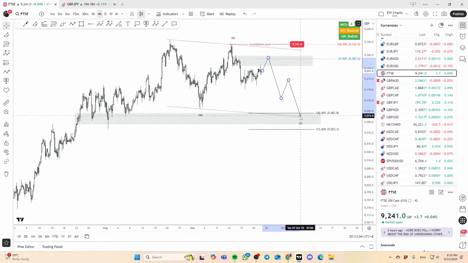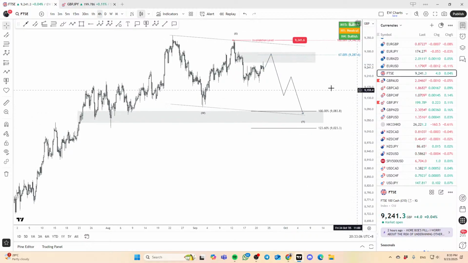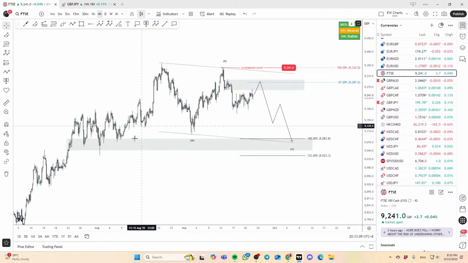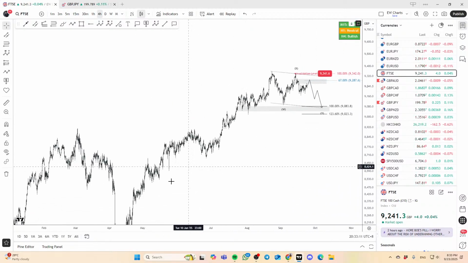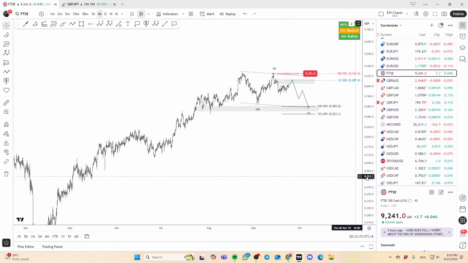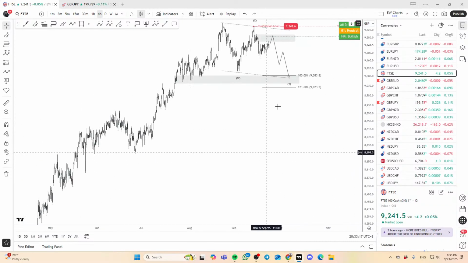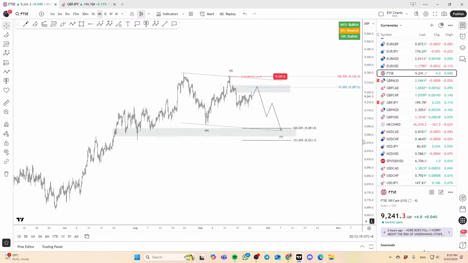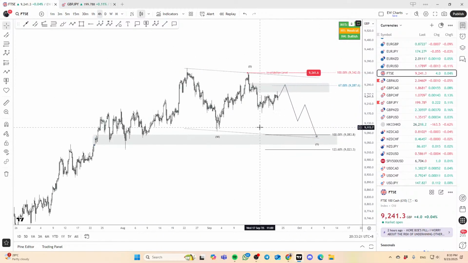Right, so to answer your question, yeah, I would see this as a corrective phase. After this impulsive push, it's very common for the market to go back into a consolidation pullback phase before the continuation. Okay, so if you're into FTSE, then definitely something you can keep an eye on.